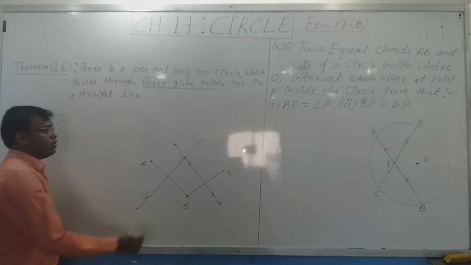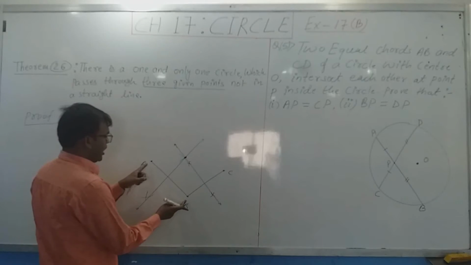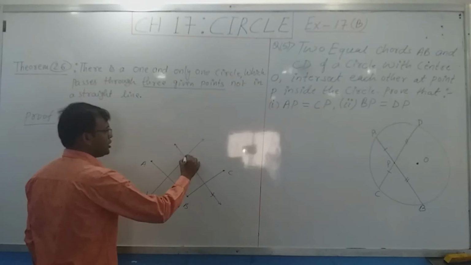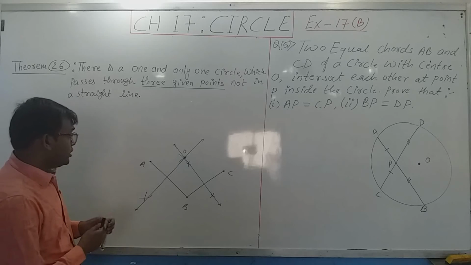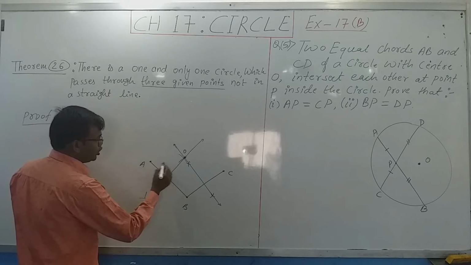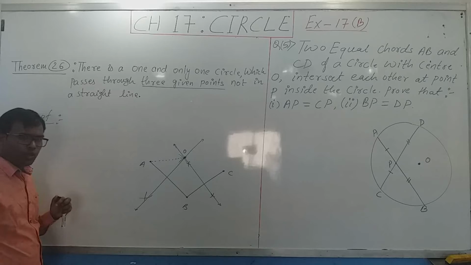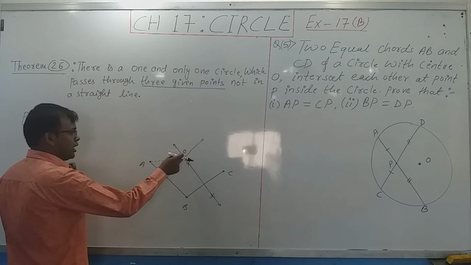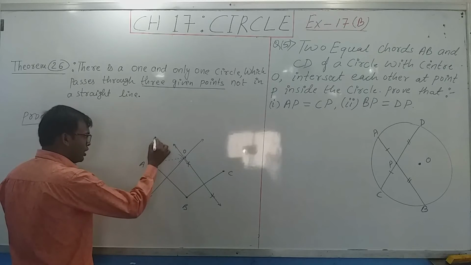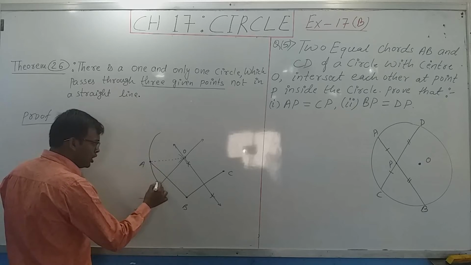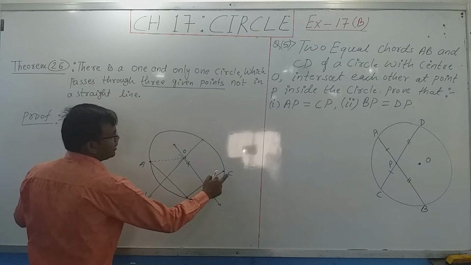And this is the point of intersection of the bisector lines of AB and BC. Suppose this is point O. And what you have to do, just join OA. Then put your compass in this way and draw a circle. After drawing the circle, this circle will pass through the points A, B and C.